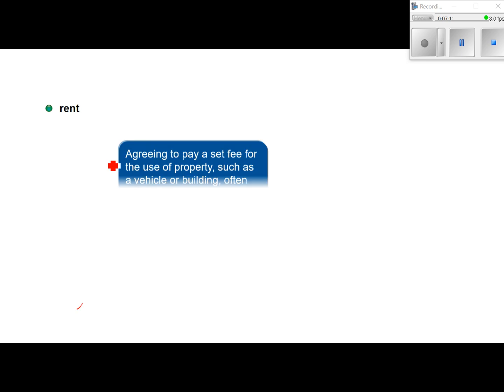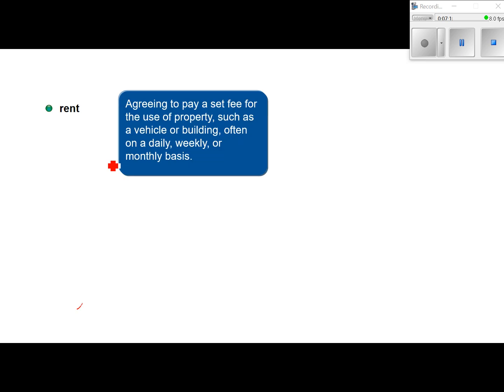Renting a car. If you rent a car, you're agreeing to pay a set fee for the use of the vehicle. It's just like renting anything else, renting an apartment, whatever. But for a car, it's usually on a daily or maybe a weekly basis. If you go out to Menards or Lowe's, a lot of times they will rent trucks to haul things, and you could rent that truck for one day. Or you go to U-Haul and they have trucks that they'll rent you. Same idea. Renting a vehicle.